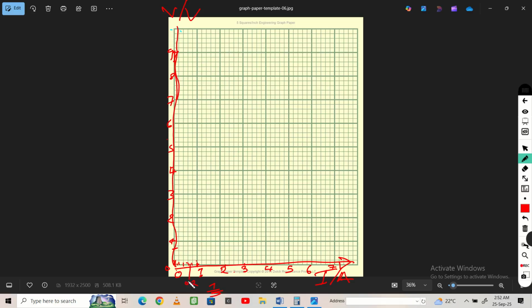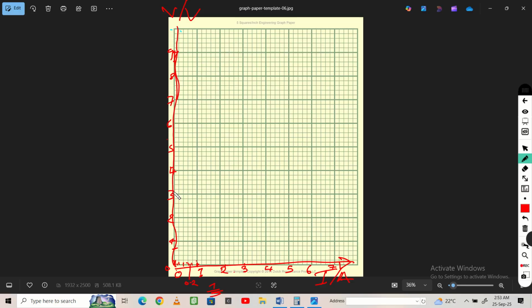So it means that you're having 0, 0.2, 0.4, 0.6, 0.8, 1. The same here will be 0, 0.2, 0.4, 0.6, 0.8, 1, 1.2, 1.4, 1.6, 1.8, 2, 2.2, 2.4, 2.6, 2.8, and 3, and so on. That's how you're going to plot your graph.